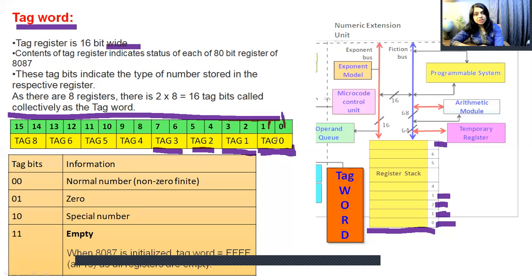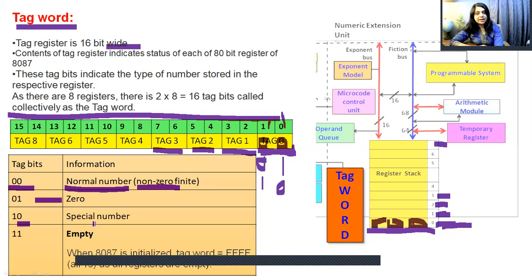Suppose these two tag bits are 00, what does it indicate? It indicates that register 0 holds a normal number, that is a non-zero finite number. It is a status. If these two bits are 01, it indicates that register 0 holds all zeros, all 80 zeros. If the bits are 10, it indicates that a special number is available in register 0. And if the tag 0 bits are 11, it indicates that register 0 is empty.